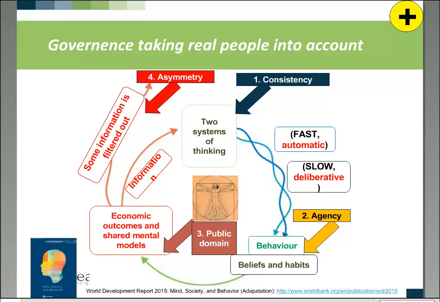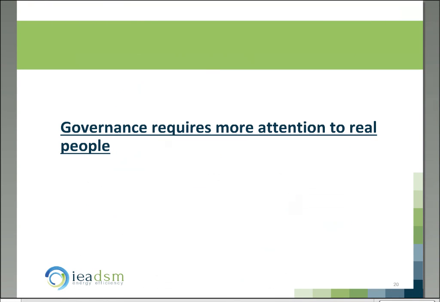And finally, some of the information that we are having, we are just filtering it out for those reasons already mentioned. But to conclude that part, governance requires more attention to real people. What are real people really doing? We have to leave the domain of only thinking in terms of the technology.